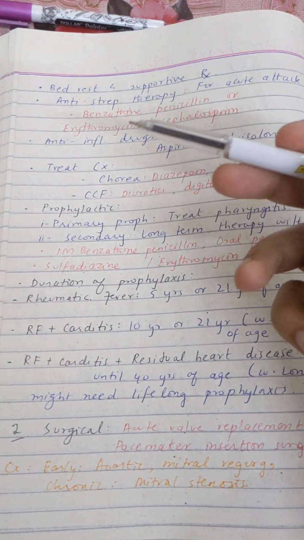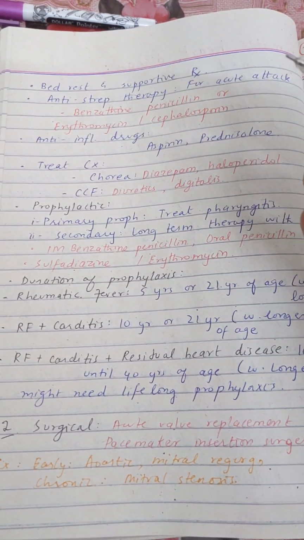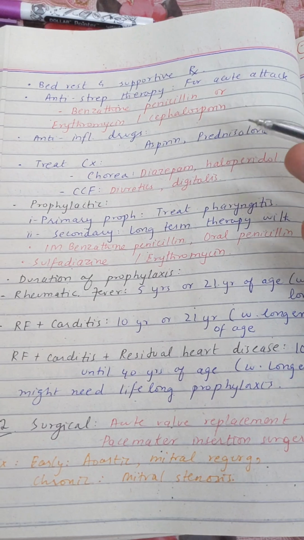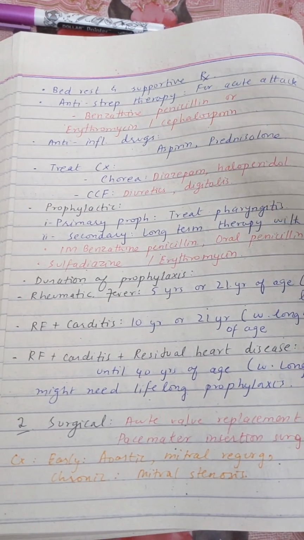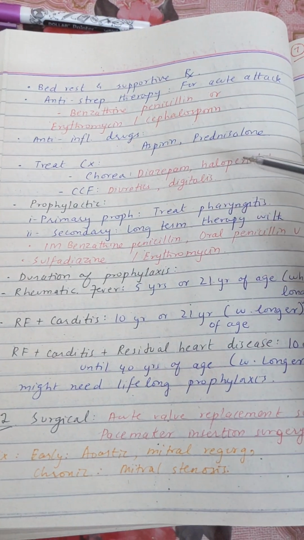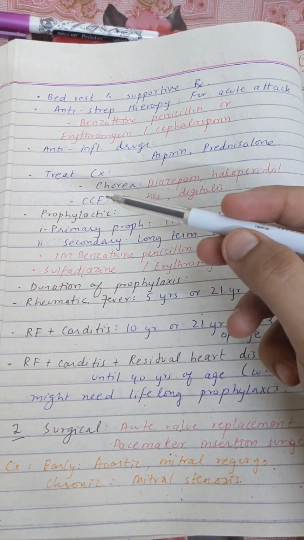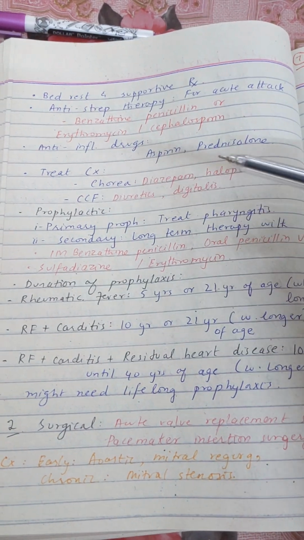And also we will give anti-inflammatory drugs for arthritis and for carditis, and for that we can give aspirin or prednisolone, like steroids. And to treat different complications, for Sydenham chorea, we give diazepam or haloperidol. Haloperidol is an antipsychotic drug. And for congestive cardiac failure, if that occurs, then we have to give diuretics and digitalis.